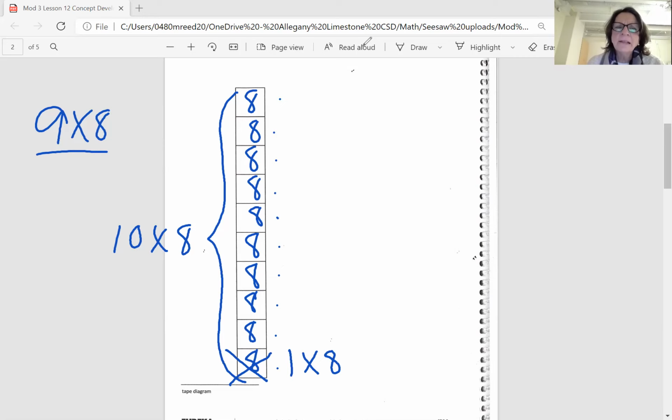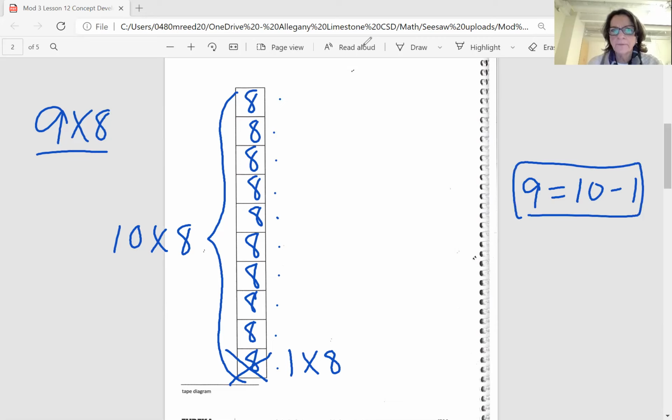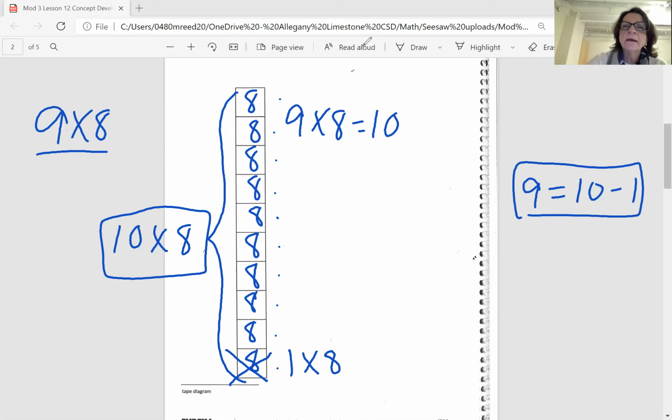All right. Now let's look at this picture and let's remember the strategy we're going to use, and the thing that's really important is that 9 equals 10 minus 1. So let's see how we can use this fact in solving this problem. So we're going to take 9 times 8. We're going to use 2 easier facts to solve 9 times 8. The first easy fact we're going to use is 10 times 8. 10 times 8, we're going to put it in parentheses, represents the entire picture from top to bottom. There are 10 equal groups of 8.